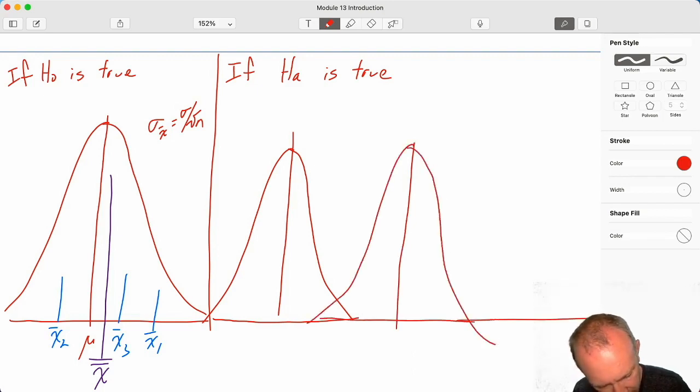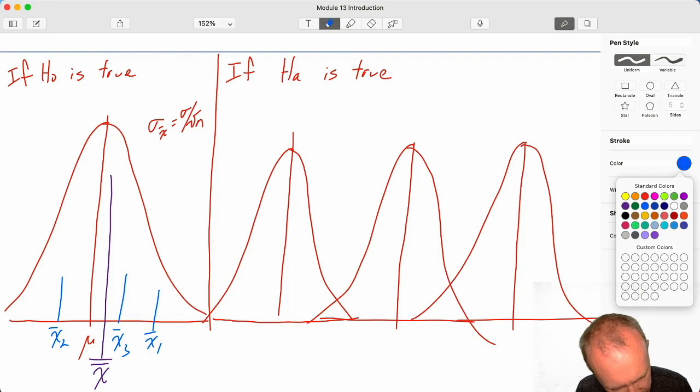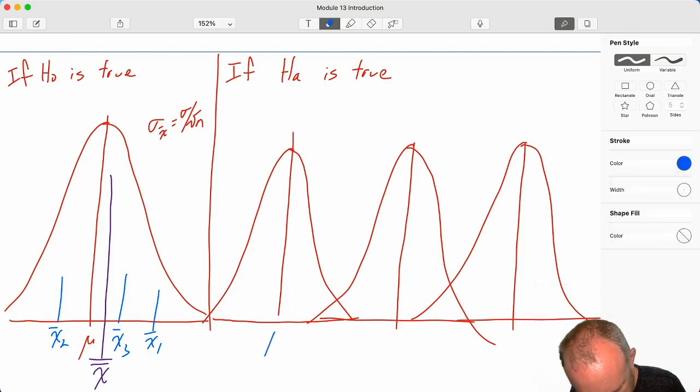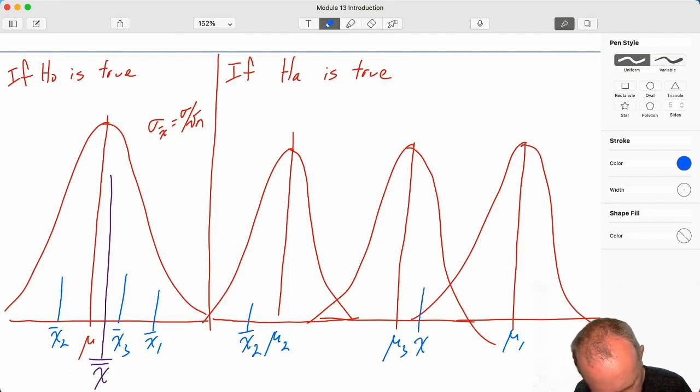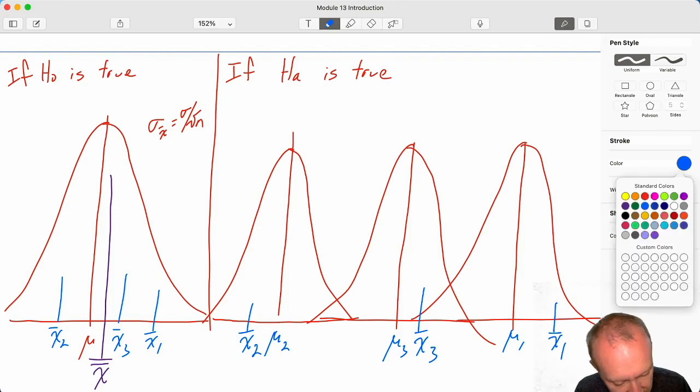So here I have my 3 distributions, and I have, let's say here is mu2, mu3, mu1. X bar 2 came from this distribution, x bar 3 came from this distribution, x bar 1 came from this distribution. Now, once more, where would that grand mean be?